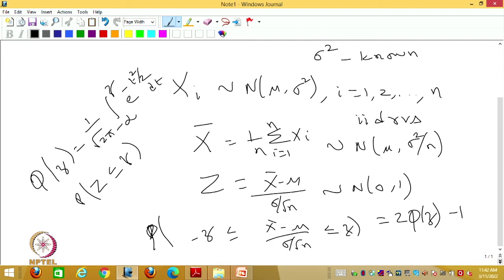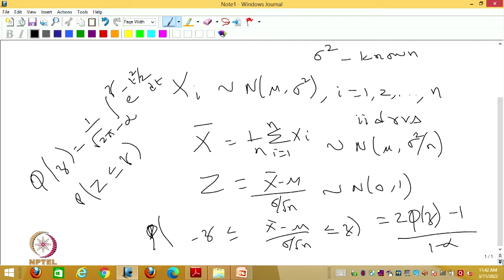So, what I can do, take this value is equal to alpha. This value is going to be alpha, this value I can take as 1 minus alpha. That means the probability of (x bar minus mu) divided by sigma by root n lies between minus z to plus z, that is equal to 1 minus alpha.